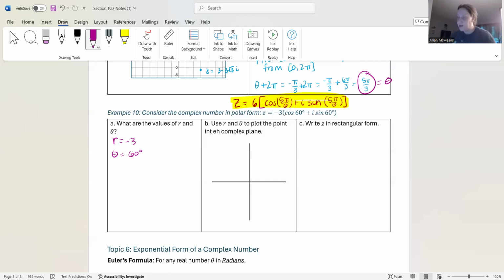Okay, so it says we're going to do two things. We're going to plot the point in the complex plane, and then we're going to find the rectangular form, okay? So as long as we have r and theta, we can get x and y, okay?